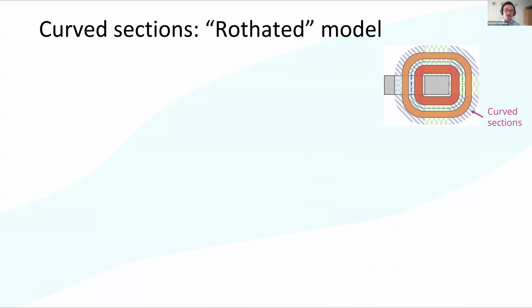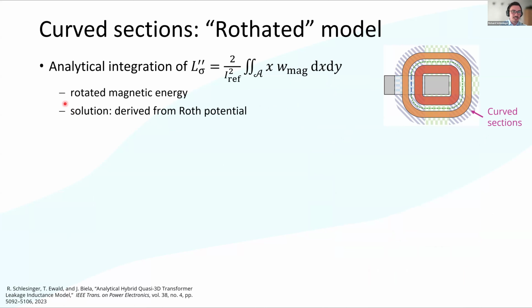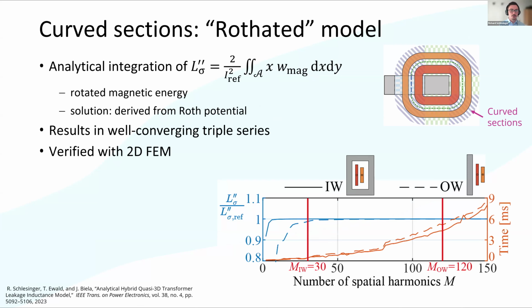For curved winding sections, we use the rho-theta model. This is a working title. It is basically a mixture between rotated and Roux, because we calculate the rotated magnetic energy, and we derive this from the potential vector of Edouard Roux, hence the name rho-theta. This then results in a well-converging triple series, which we verified with 2D FEM, and we also published it in IEEE Transactions on Power Electronics.